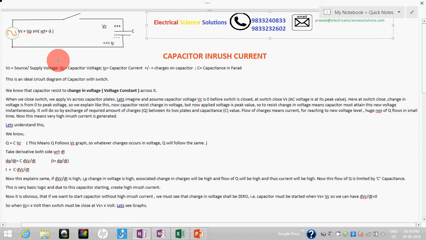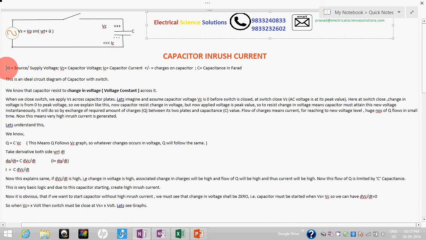This is an ideal circuit diagram of a capacitor with a switch. This is a sinusoidal supply voltage, that is Vs. We know that Vs is equal to V peak sin(ωt + α). And then these are capacitor plates. As we know, one plate might have a positive charge and one plate might have a negative charge, depending upon the voltage that is going to be applied on it.